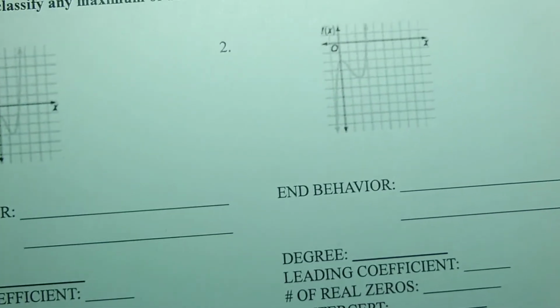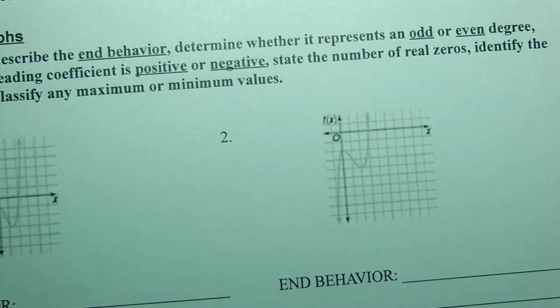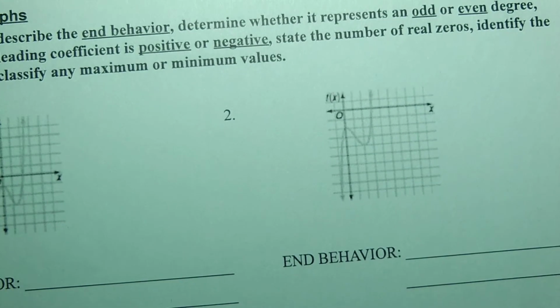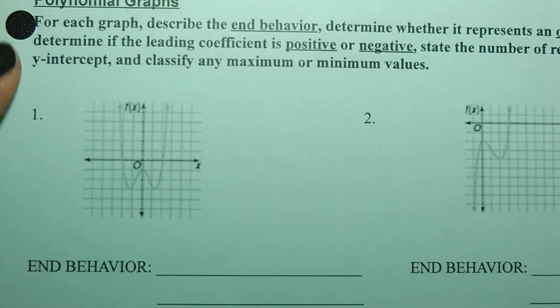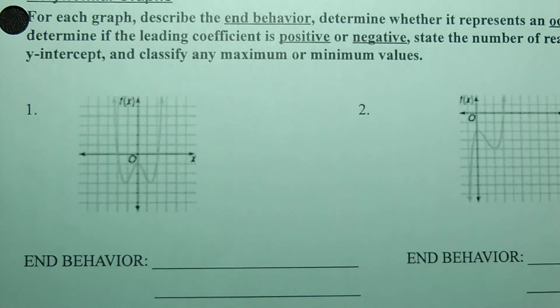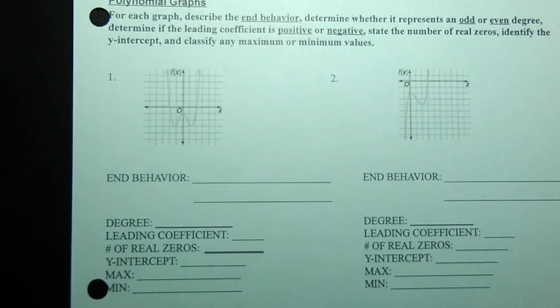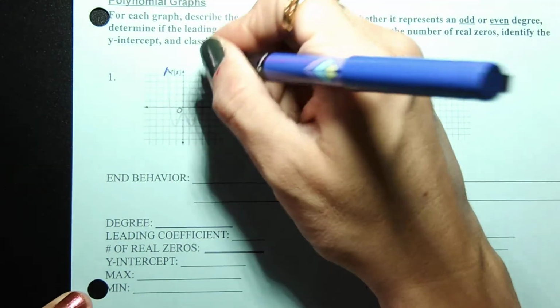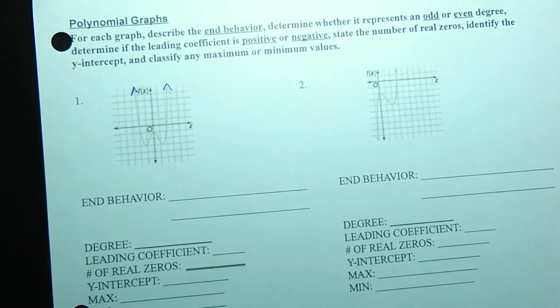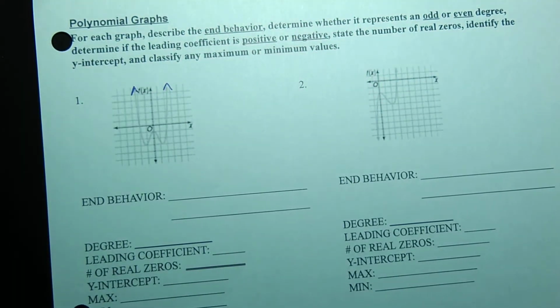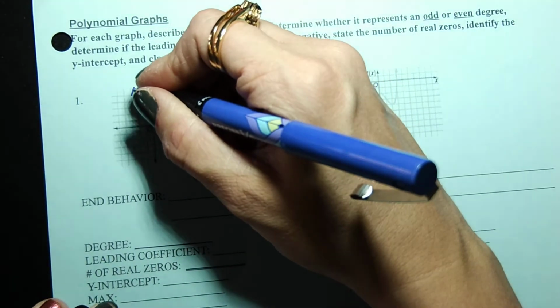All right. So for each graph, describe the end behavior, the degree, the leading coefficient, the number of real zeros, y-intercepts, and any max and min values, making sure we classify them as either relative or absolute. So let's start with our end behavior. See if you can write that skeletal end behavior without looking back at your notes.